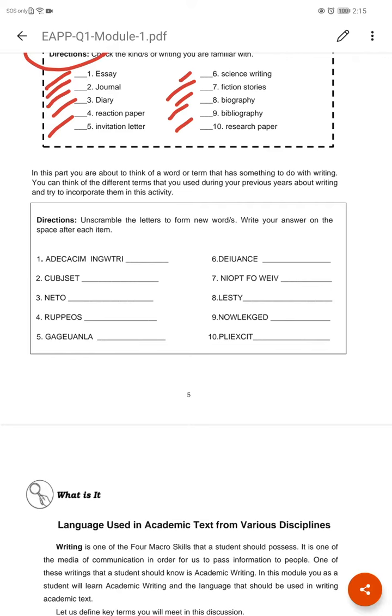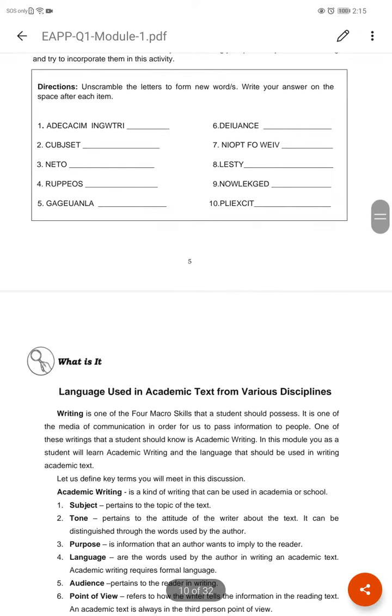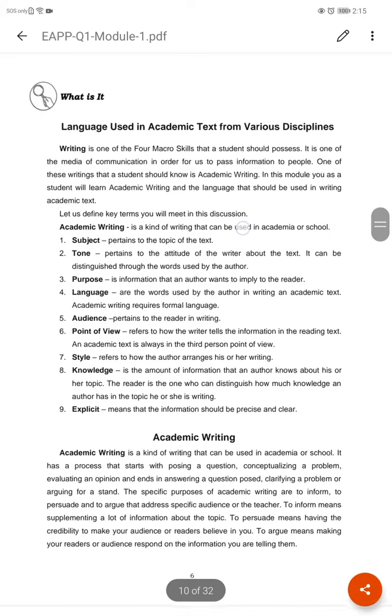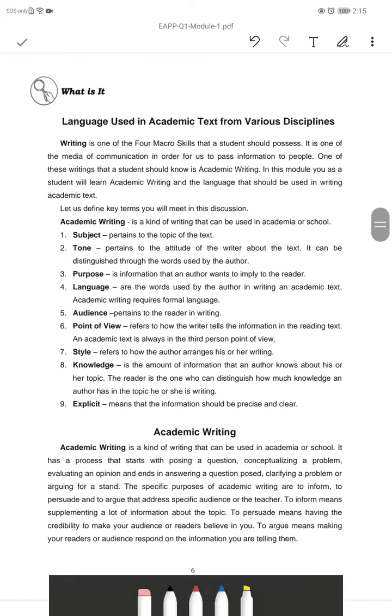Count the number of your correct answers and then write it on top again of the activity. Now let's go to what is it. In this portion of your module, guys, we are going to discuss already the lesson of this module. So our topic here is language used in academic texts from various disciplines. So basically, guys, in this lesson, we'll be focusing on language. So what is the language being used when we write academic texts? Okay, so let's begin.